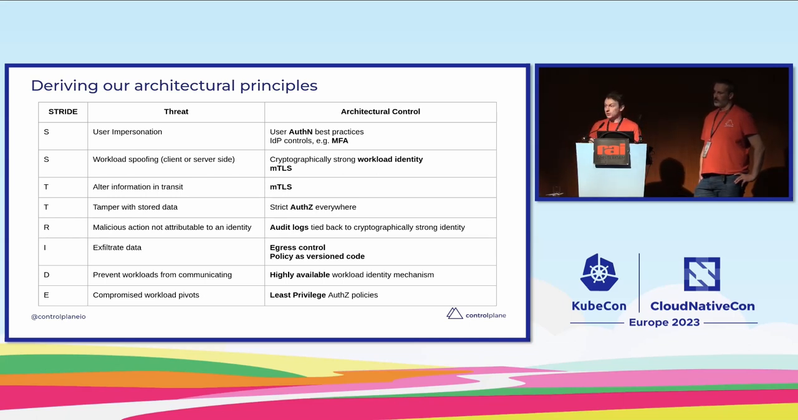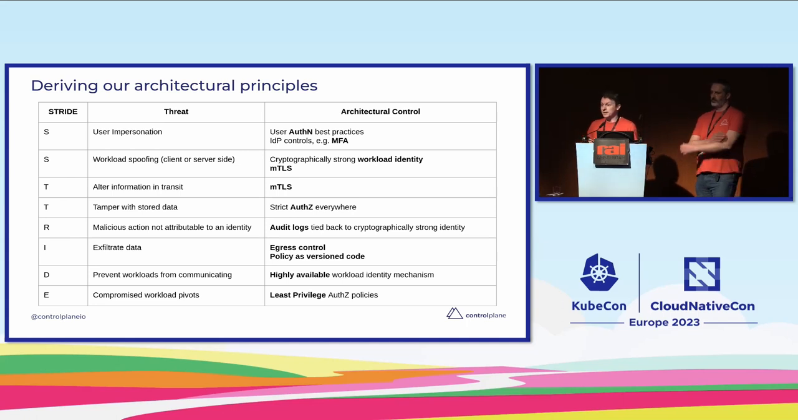Workload spoofing as well. We want strong integrity protection on the client side and the server side of any communication. So we're going to use mTLS. We're going to make things easy for ourselves by using Istio Service Mesh for our two workloads in our example prototype. mTLS obviously helps us with tampering risks as well, altering information in transit. Maybe not so much the mutual part, but the encryption part. I guess the integrity checks as well.